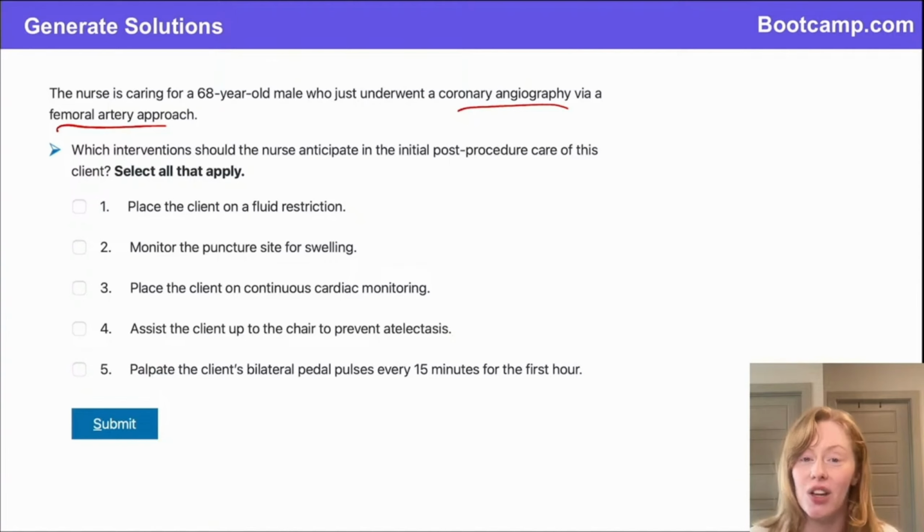And this is a select all that apply. And here's an NCLEX tip for select all that apply questions. You want to treat each option as if it's its own true or false.